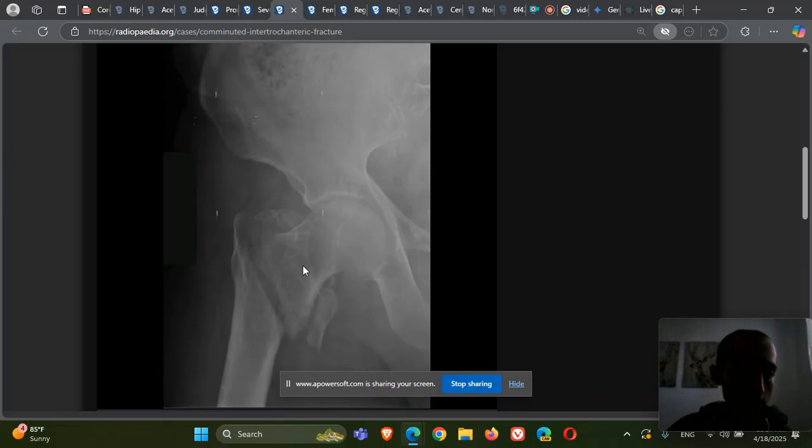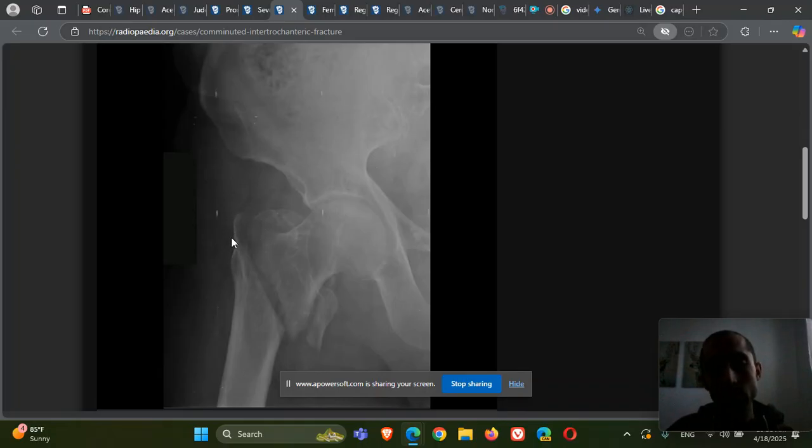After this, there is a basicervical fracture, and then we have intertrochanteric fractures, what you can see here. Intertrochanteric fractures can be stable with one fracture line, or unstable with more than one fracture line, comminuted. You can see here a fracture line here, a fracture line here. This is quite an unstable fracture. And after this, we have greater trochanteric fractures.